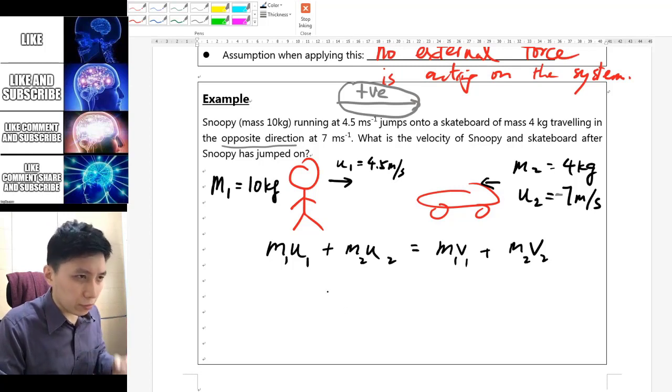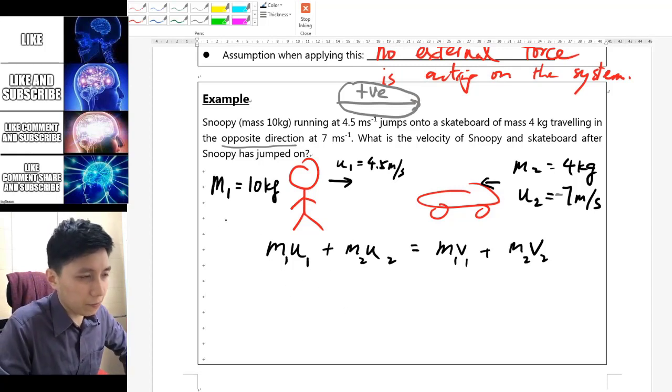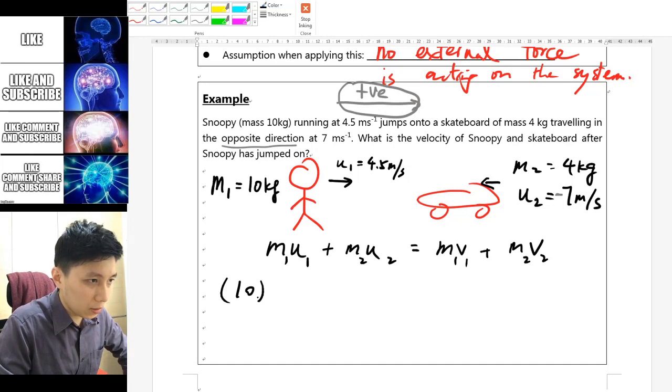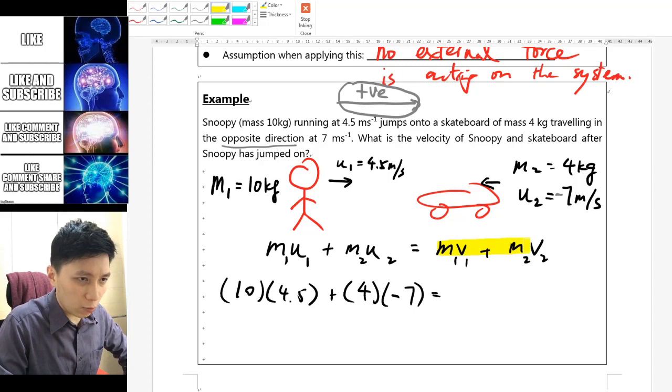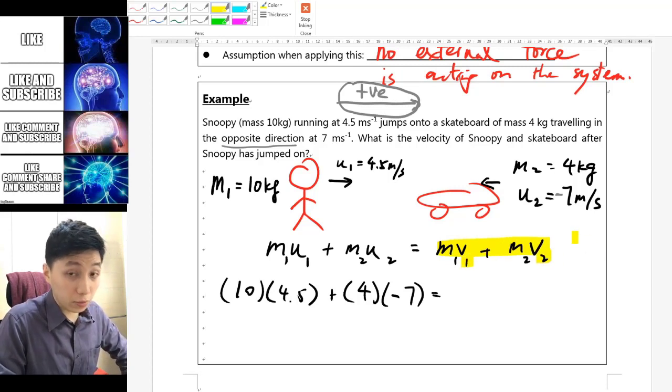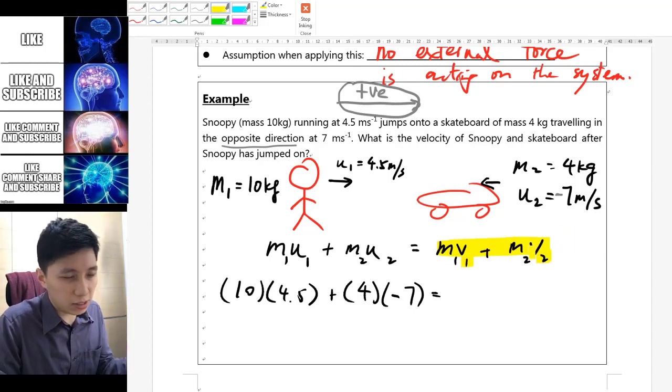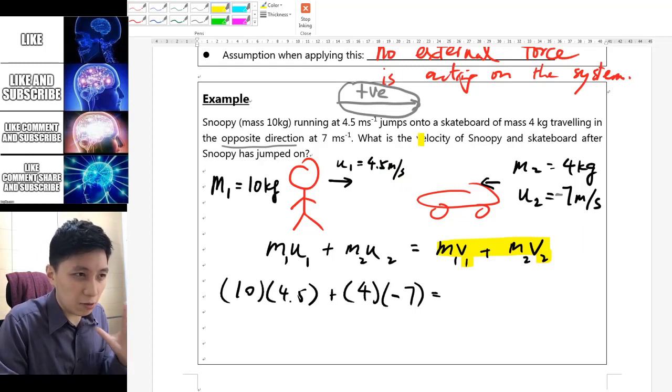And so what you have to do next is simply substitute what you have. So m1 is 10, u1 is 4.5, m2 is 4, u2 is -7, remember? And then on the right hand side, you may find out, hey, we don't know about v1 and v2, right? Because the question didn't say about it. This is exactly what the question is asking actually.